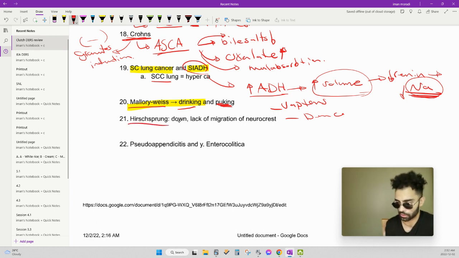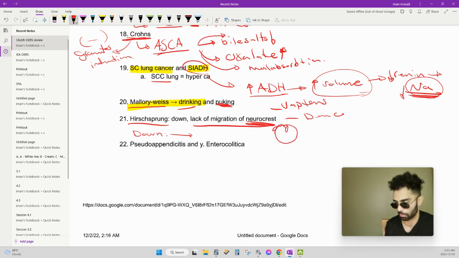You have Hirschsprung disease, which is when you don't have gut neural tissue towards the end of your GI tract, because of a lack of migration of neural crest cells. And remember, this is associated with Down syndrome. A big part of Down syndrome can be summarized as neural crest cells losing the ability to migrate as much.